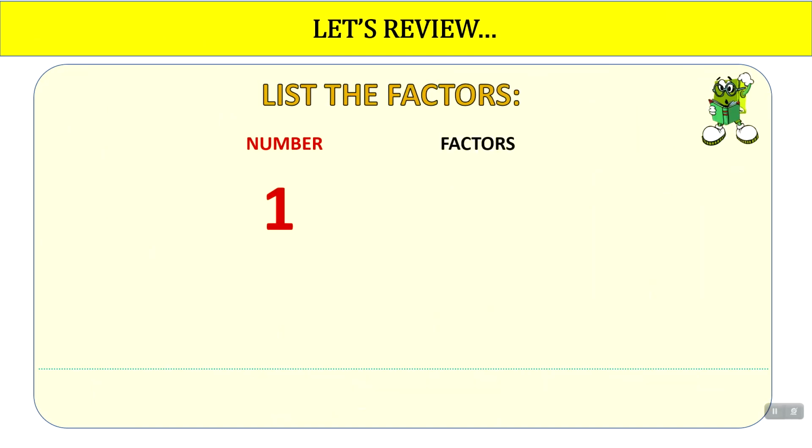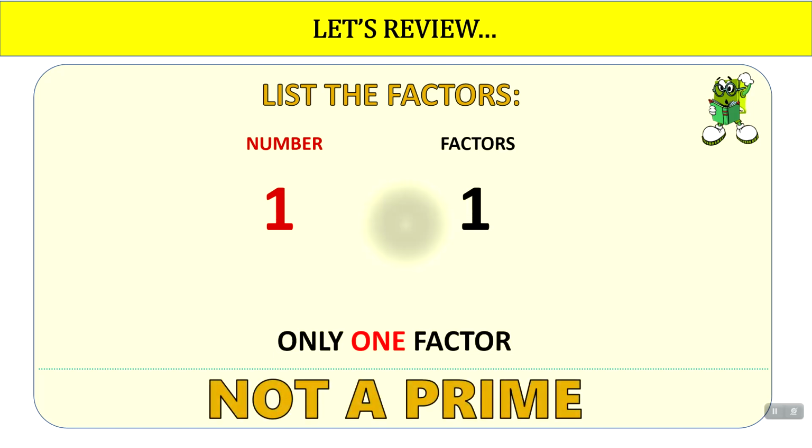Let's look at the number 1. What are the factors of the number 1? Well, the only way I can get 1 by multiplying two numbers together is 1 times 1. And so the only factor of 1 is 1. Because that's only one factor, the number 1 is not a prime.